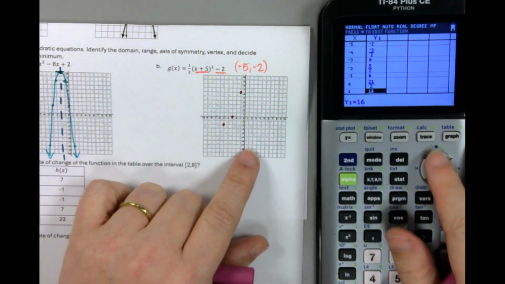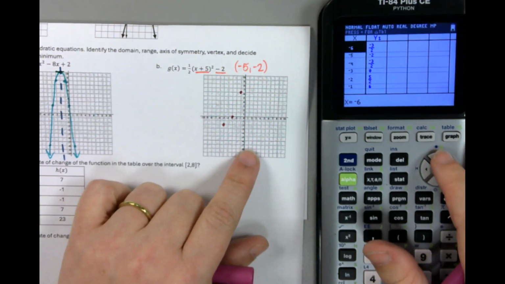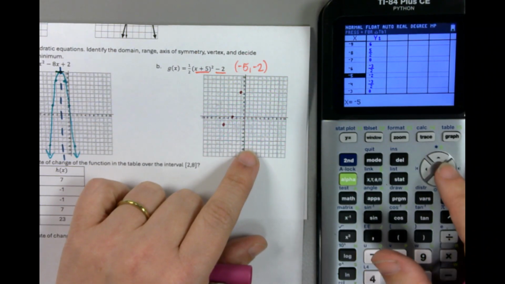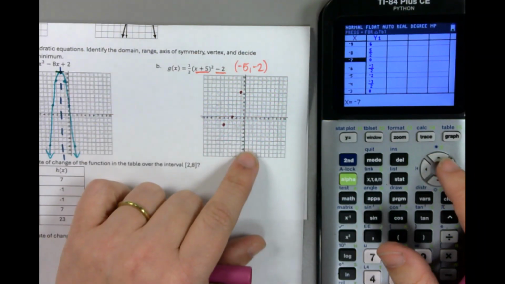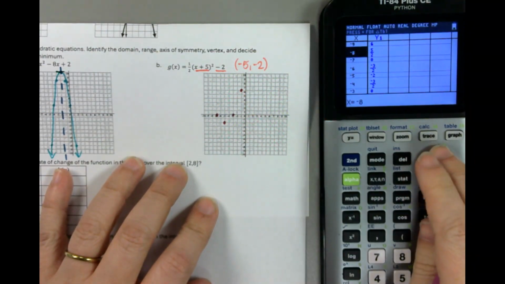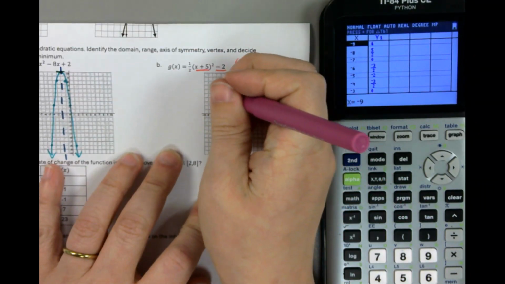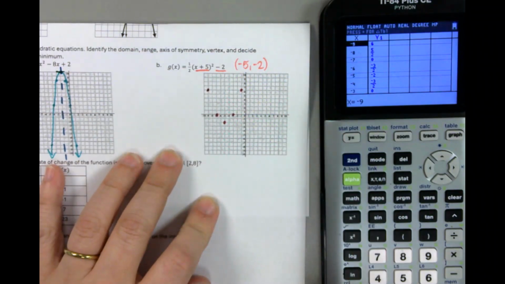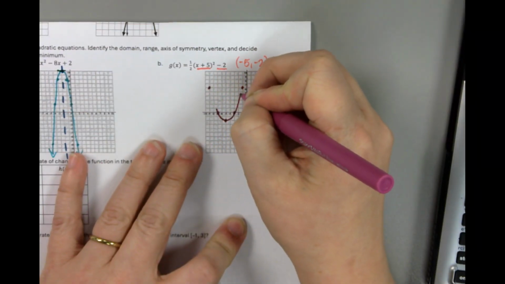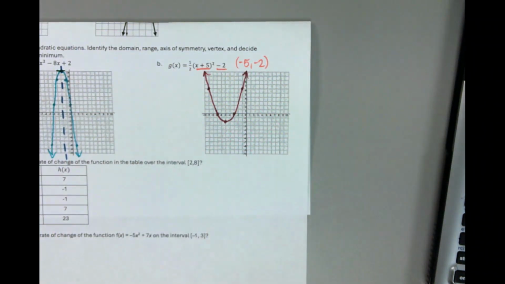16, I can't go that high. So now I'm going to go the other way. So I had my vertex, -5, -2, -7, 0. Graph the point -7, 0. And then -9, 6. So -9, 6. Here's my parabola. It's going to keep going forever.